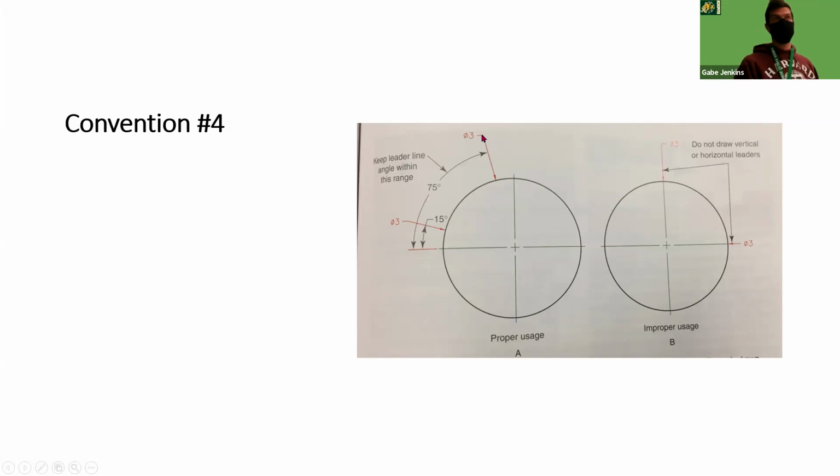Radiuses are done not with the circle. Radius is done with a capital R. Anytime you have the whole circle, you would use the diameter symbol, and if you only have a partial circle, you would use the R. Anyway, the convention has to do with how you draw these lines that point to the circle itself. These pointers are called leader lines.